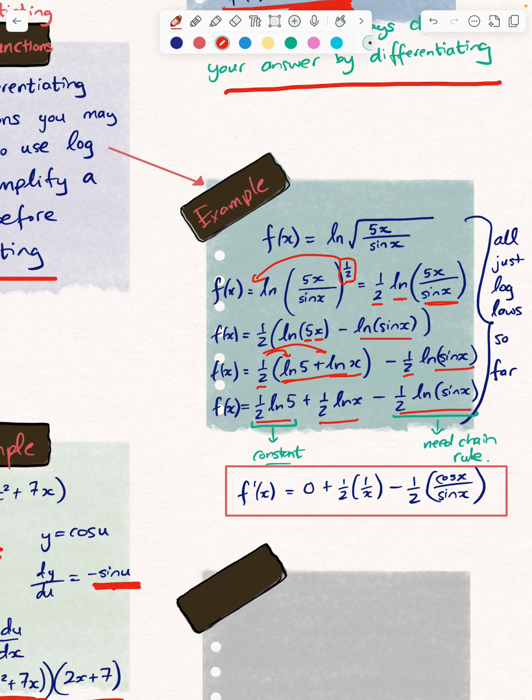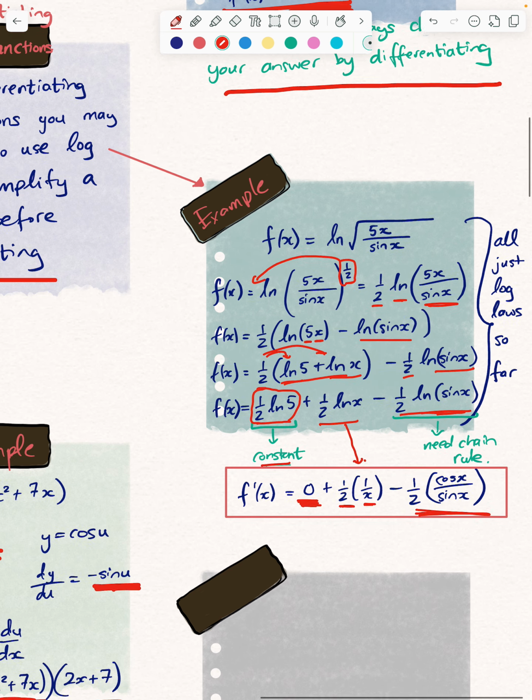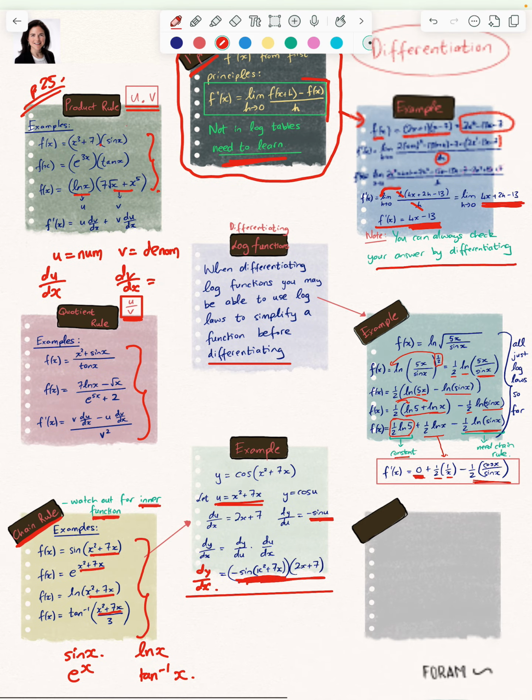And half ln of 5, that could be misleading. Might look more complicated than it is. It's just a number, so the derivative is 0, it's a constant. A half ln of x, the derivative of ln x is 1 over x, so you have a half times 1 over x. And then you'd need the chain rule for this one here, and it turns out to be that. So after using the log laws, life becomes much easier. Just watch out for that opportunity to use log laws to make the function much easier before you go and differentiate. Okay, so there's first principles and all your rules, product rule, quotient rule, chain rule.